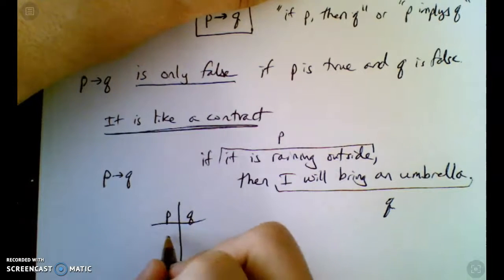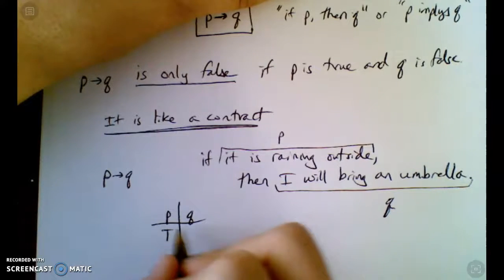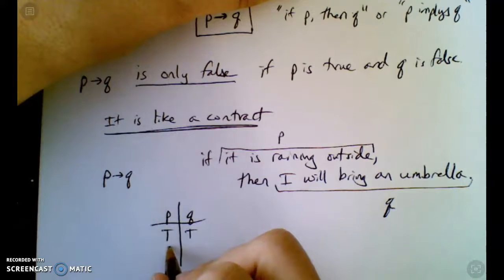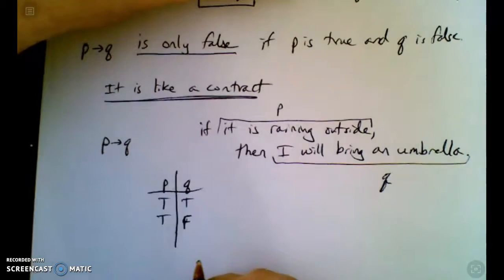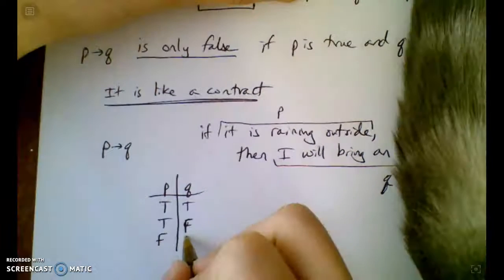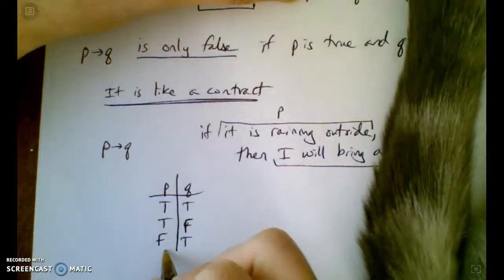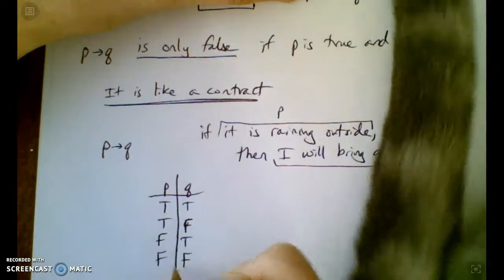Okay? You can have P true and Q true. You can have P true and Q false. Oh, I got it right. It's hard to write a different letter than you're saying. I could have P false and Q true, and P false and Q false. So that's the only ways you can do it.